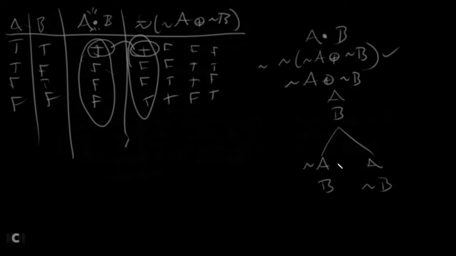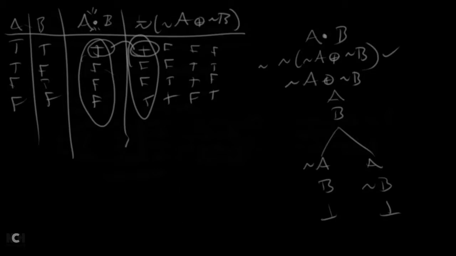So take a look. In this branch, do we have a contradiction? Yep. Squiggle A and A. In this branch, do we have a contradiction? Yep. B and squiggle B. Now this argument's valid. So if you've got A dot B, can you turn it into squiggle A, XOR squiggle B? Sure. So why don't we have a rule for this? Because it doesn't work both ways. Because watch, we're going to do the same thing in reverse, and it's not going to be valid.